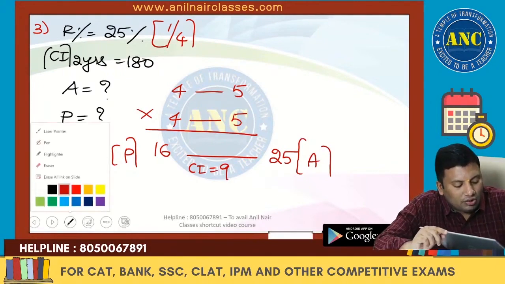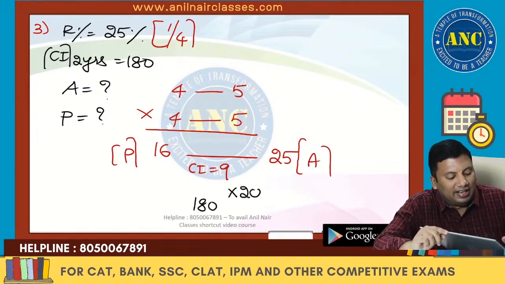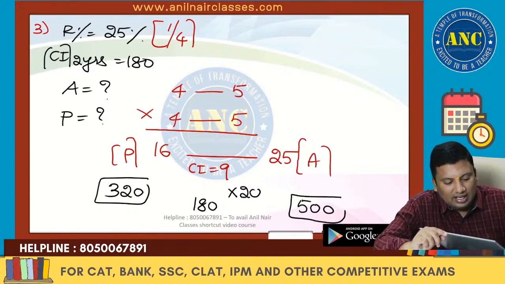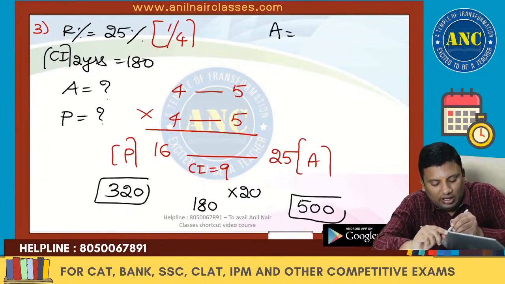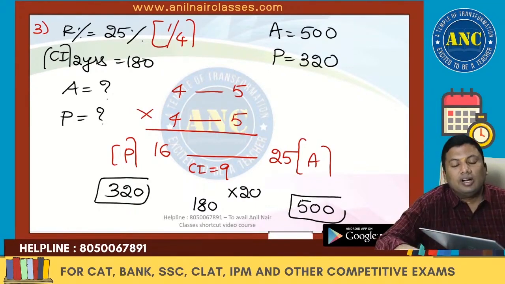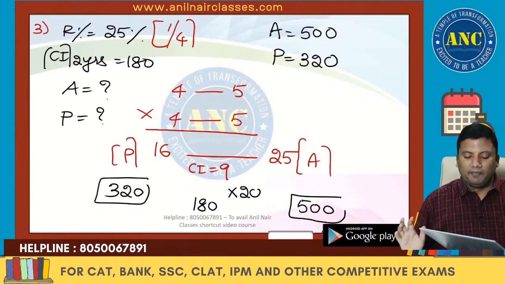But according to the question, it is 180. So it is 9 into 20, 180. Principal 16 into 20, 320. 25 into 20, it is 500. Very easily you will get the answer. Amount is nothing but 500. Principal is nothing but 320, when the rate is 25 percentage and CI for 2 years is 180.